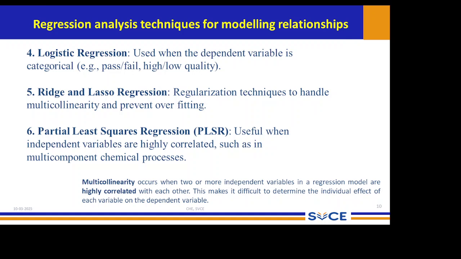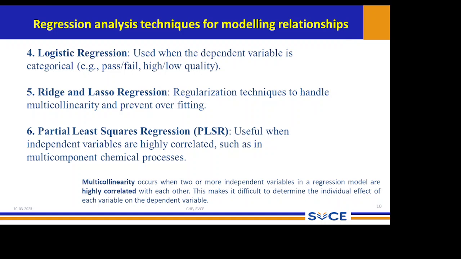Logistic regression is used when the dependent variable is categorical, for example pass or fail. Ridge and lasso regression are regularization techniques to handle multicollinearity. What is multicollinearity? Multicollinearity occurs when 2 or more independent variables in a regression model are highly correlated with each other, so that you cannot find the effect of an individual variable on the dependent variable. It makes it difficult to determine the individual effect of each variable on the dependent variable.